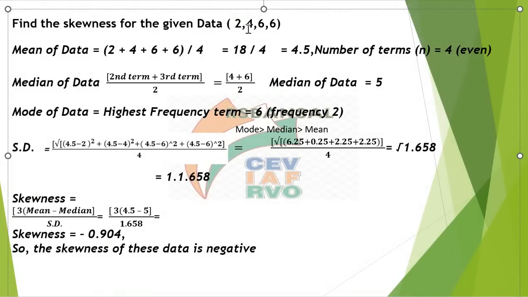Number of terms are 1, 2, 3, 4. So it is 4. So median will be the sum of the middle two terms, 4 plus 6 divided by 2. Median will be 5.